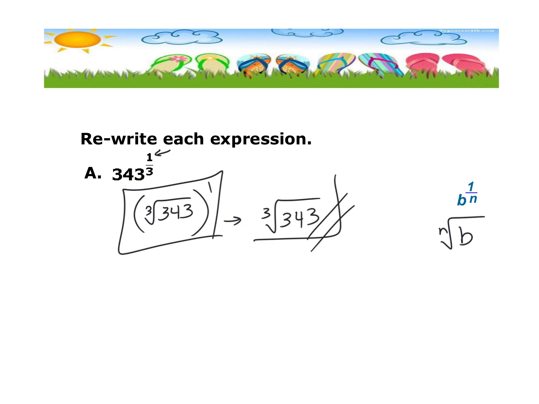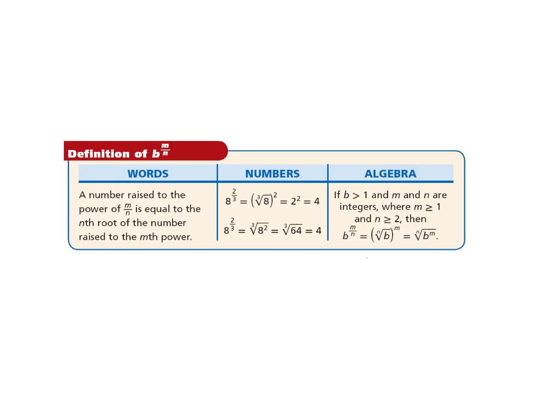If you happen to write the power of 1, it's fine. If you don't, it's also okay. Both are completely acceptable answers. Now we have the definition of a number to the power of m over n.